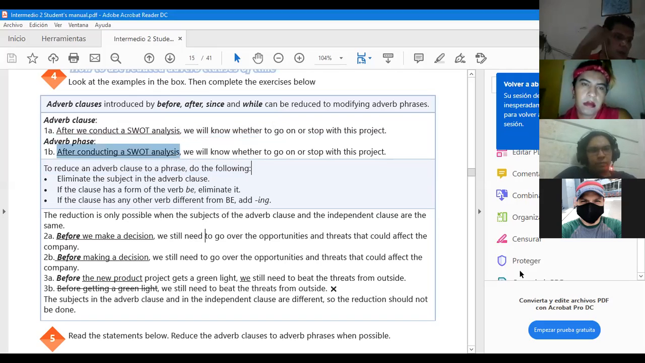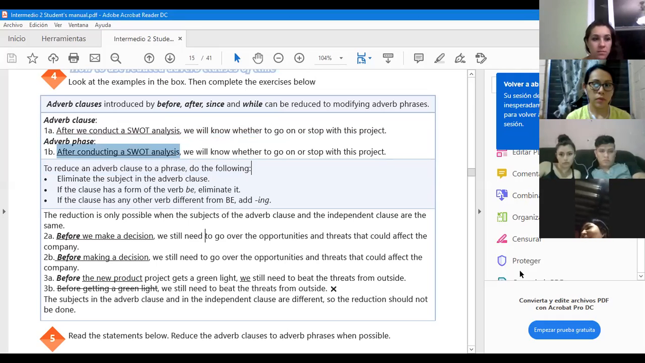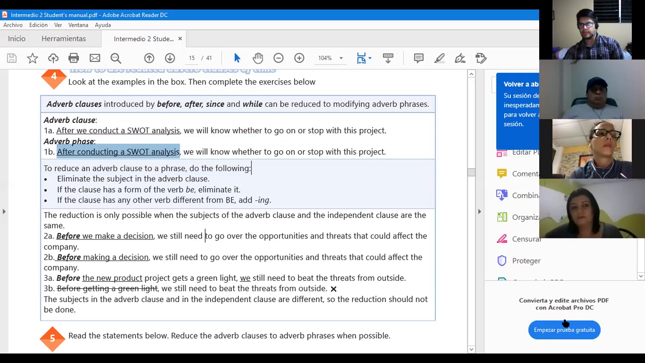The difference is ing. Yeah, there is an ing. What else do you see in there, Cesar? Okay. After conducting, we will know. If the clause has a form of the verb be, eliminate it. All right, we will eliminate. There isn't a verb be in these sentences. Yeah, there isn't. But what do we do? Look, which of these three things did we do? Eliminate the subject, the verb be, and add ing. What did we do here? We see after we conduct, and here after conducting.